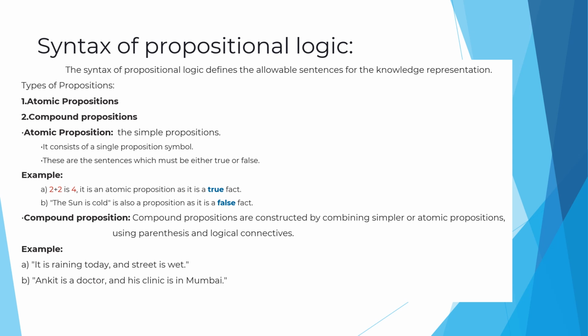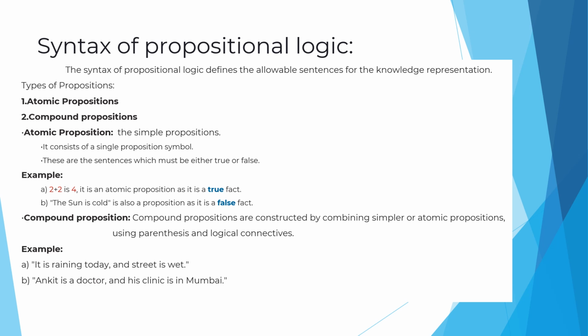So let's see one example. It is raining today. Street is wet. The first statement has two types of sentences. First one, it is raining, and second one, street is wet. So the two statements are combined with the logical connective and. So we call it a compound proposition.